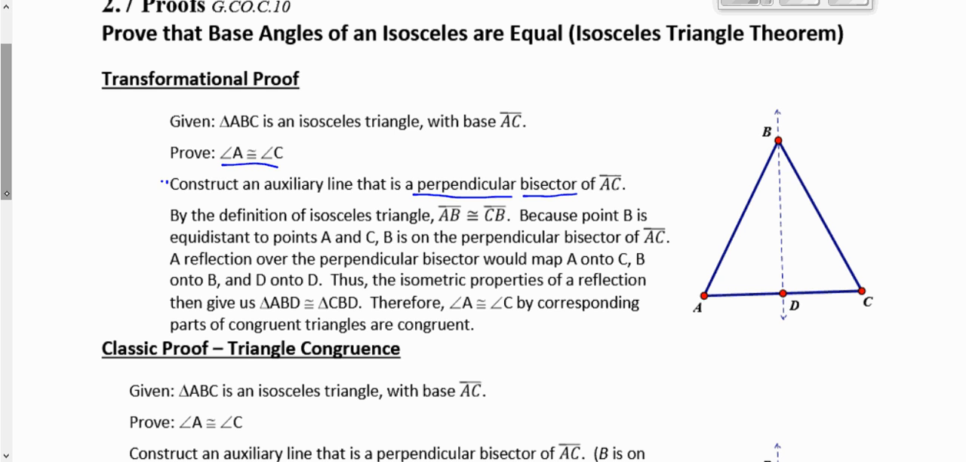So they constructed a perpendicular bisector. Well, that would mean that we got 2 right angles there, don't we? And aren't these congruent? So what's the transformation they're using here to prove that the base angles are congruent? Rotation, reflection, transformation. All right, reflection. So don't forget, reflections are isometric.